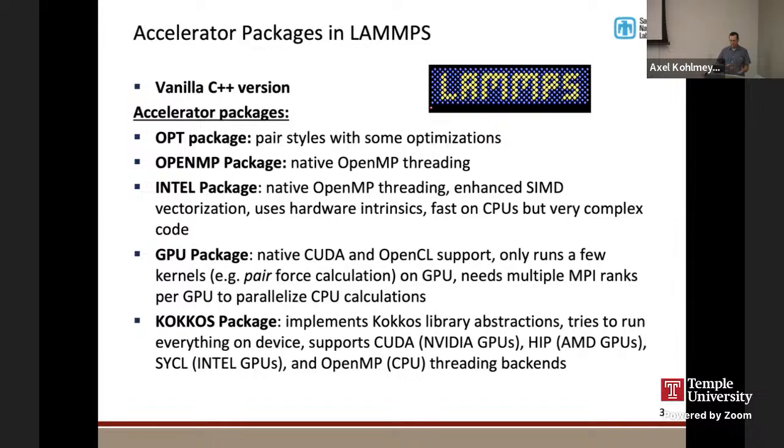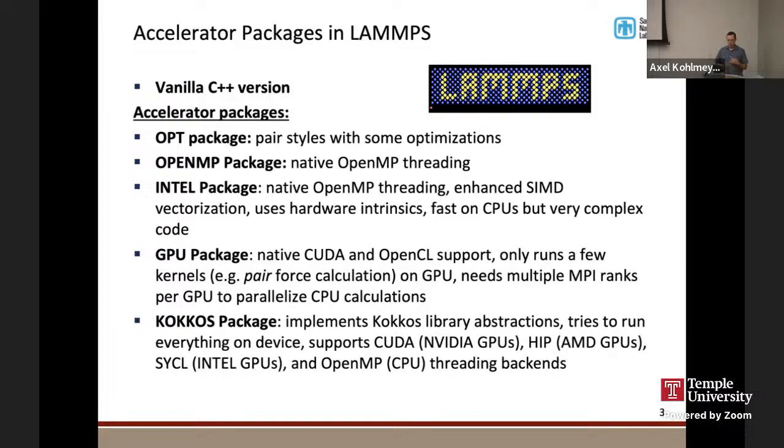There's the INTEL package. This is similar to the OpenMP package, but it also has enhanced SIMD vectorization. It's very fast, not only on Intel CPUs but pretty much all CPUs, but it's also very complex code. There's the GPU package, which has native CUDA, the NVIDIA vendor library, as well as OpenCL support. And then there's also the KOKKOS package, which can run on GPUs as well.